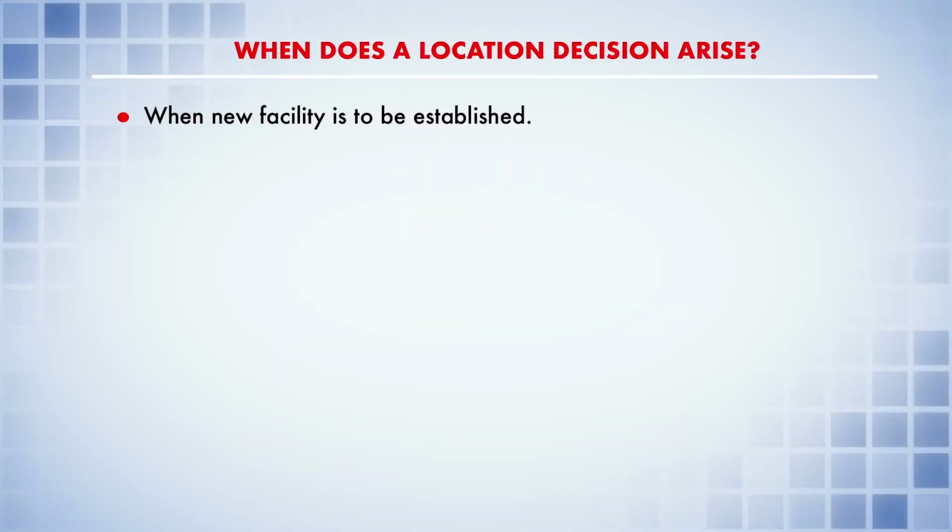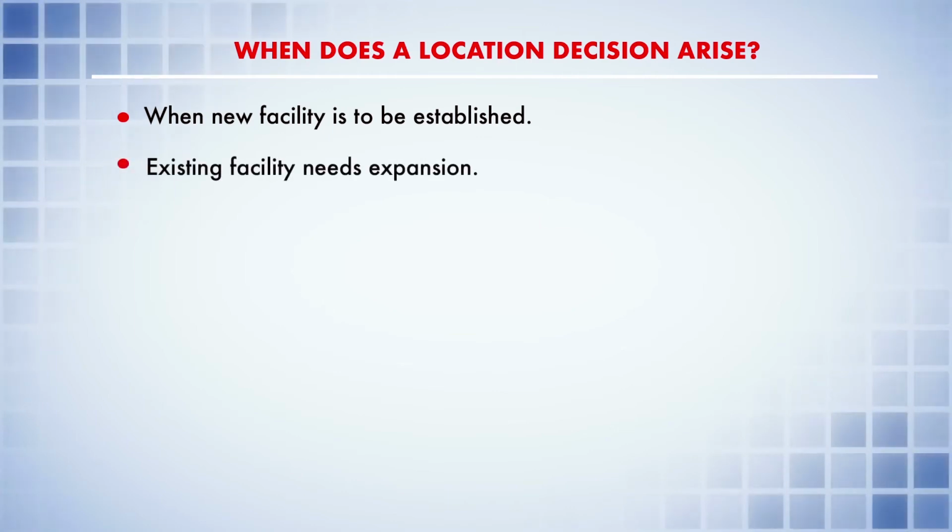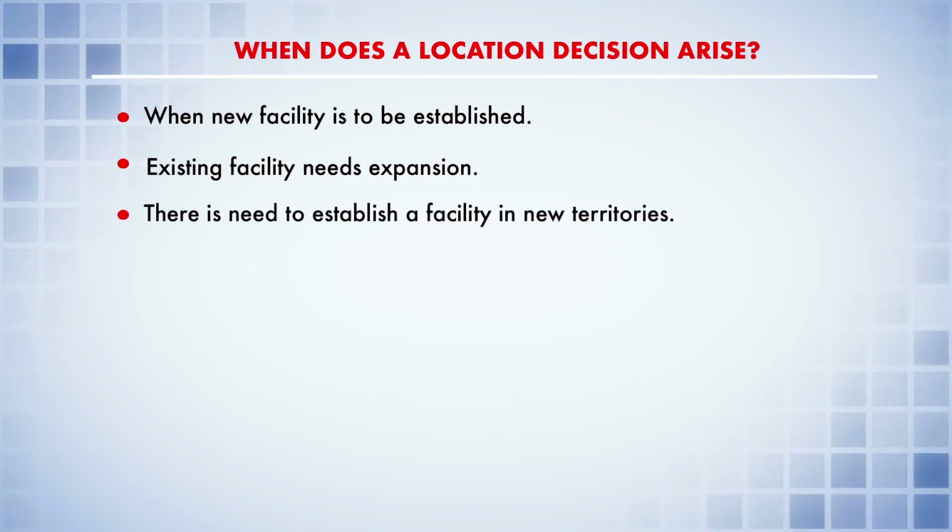Now, the question comes: when does a situation for a location decision arise? The first one is very clear, when a new facility is needed to start a new product or new manufacturing unit, we definitely go for a new location. Now, if an existing facility needs expansion, we will go for a new expansion. Now, if we want a new facility like warehouses, storage or godown, we will go for a new facility.